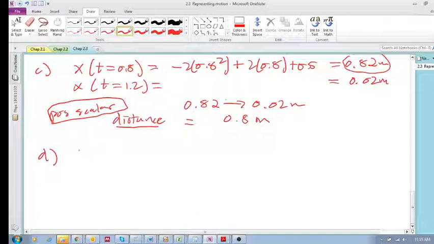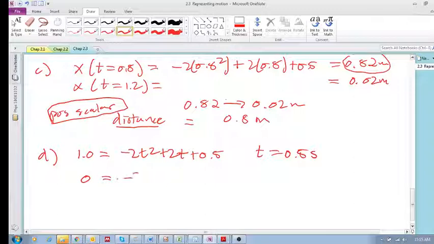Now how do we do this using this xt function? So we need to move from 1 meter. So 1 equals minus 2t squared plus 2t plus 0.5. That's x equals 1 meter. And if you solve for time here, you're going to get half a second. And then the other one is 0 equals minus 2t squared plus 2t plus a half. And here, you're going to get 2 times: t equals minus 0.2 seconds and 1.2 seconds.